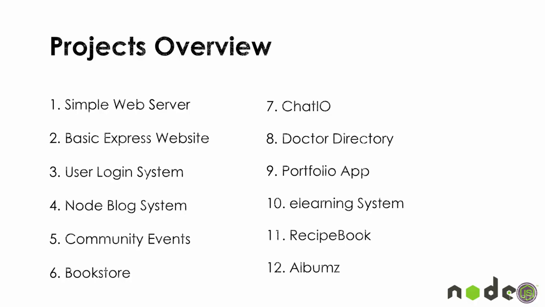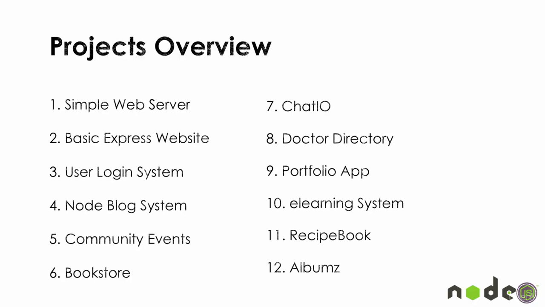Section 5 will be a community events application using Drywall. Section 6 will be a simple bookstore with PayPal checkout. Section 7 will be a chat application using WebSockets. Section 8 will be a directory of doctors, and we'll use Kraken, which is an extra layer on top of Express. Section 9 will be a portfolio application, and we'll be using MySQL. Section 10 will be an e-learning system where students and instructors can log in to register and teach classes.